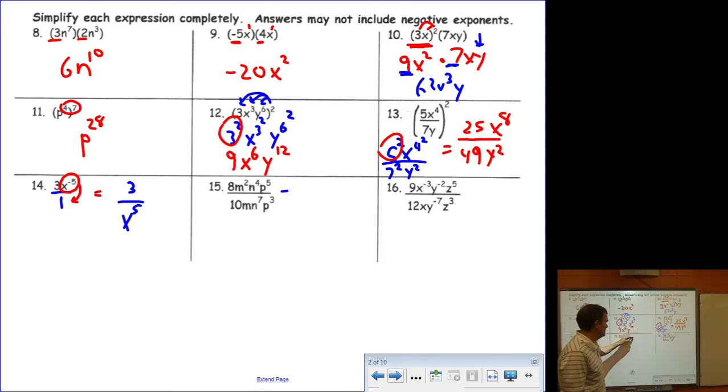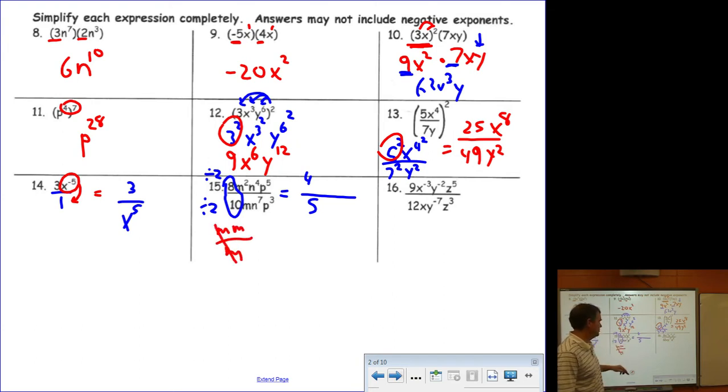In number 15, I just need to reduce. I would start by reducing the coefficients, 8 over 10. 2 goes into both of those numbers. So 8 divided by 2 gives me 4, and 10 divided by 2 gives me 5. And the variables I'm going to cancel out, right? I have 2 m's on top and 1 m on the bottom. So when I cancel out, there'd be an m left on top.